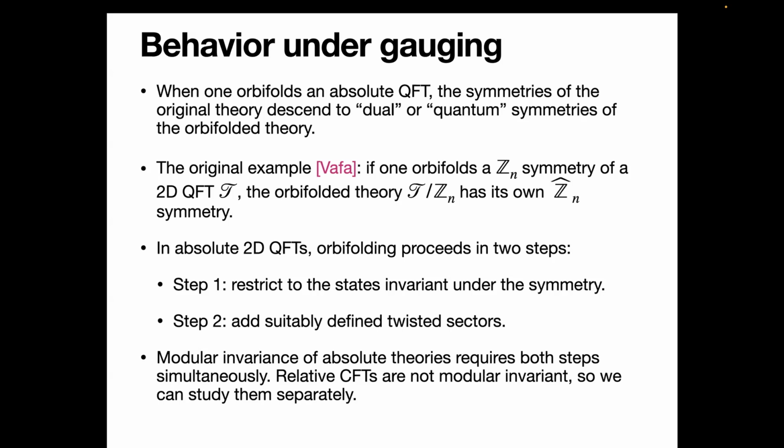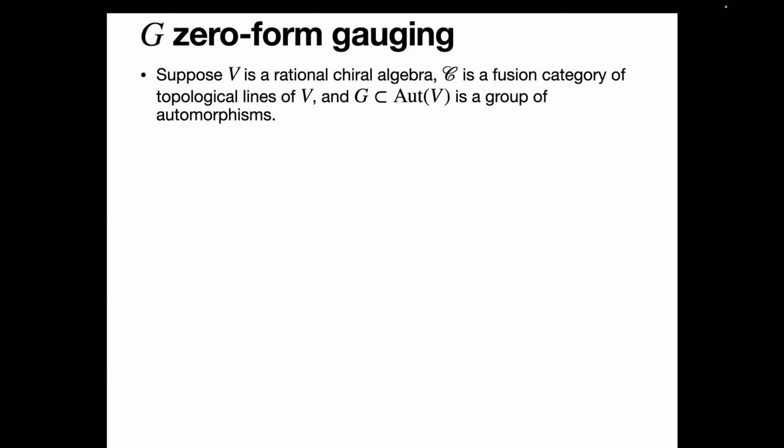So in this more permissive setting of relative theories, we're allowed to contemplate doing these two operations independently from each other. Even just doing it for invertible gauging is, I think, interesting enough. So let me review that. Again, suppose you have some chiral algebra and you have some fusion category C of topological lines, and I pick some symmetry group G of that chiral algebra.